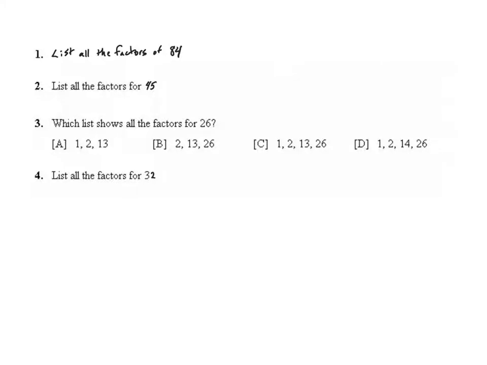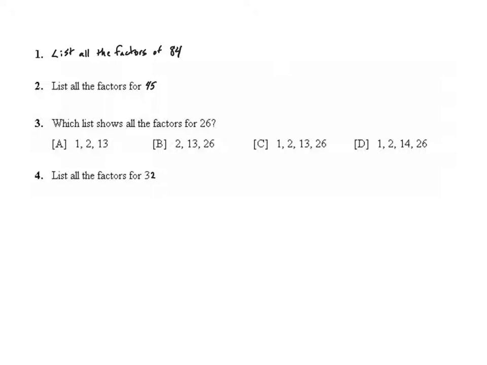In this video, I'm going to show you some examples of how to find all the factors of different numbers. Remember that factors are numbers that can be multiplied together to equal another number. So for example, 3 and 4 are said to be factors of 12 because 3 times 4 equals 12. 2 and 6 are factors of 12 because 2 times 6 equals 12. And 1 and 12 are factors of 12 because 1 times 12 equals 12.